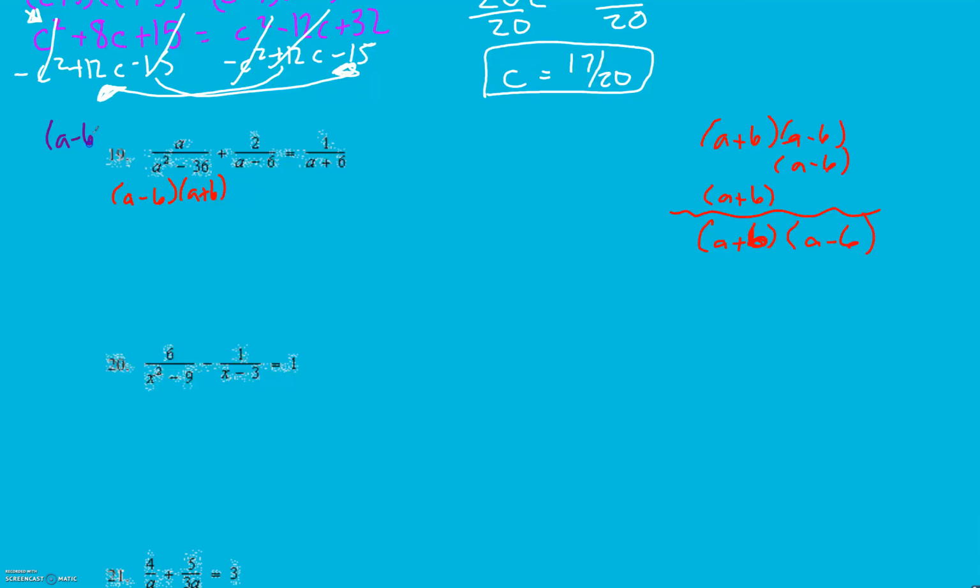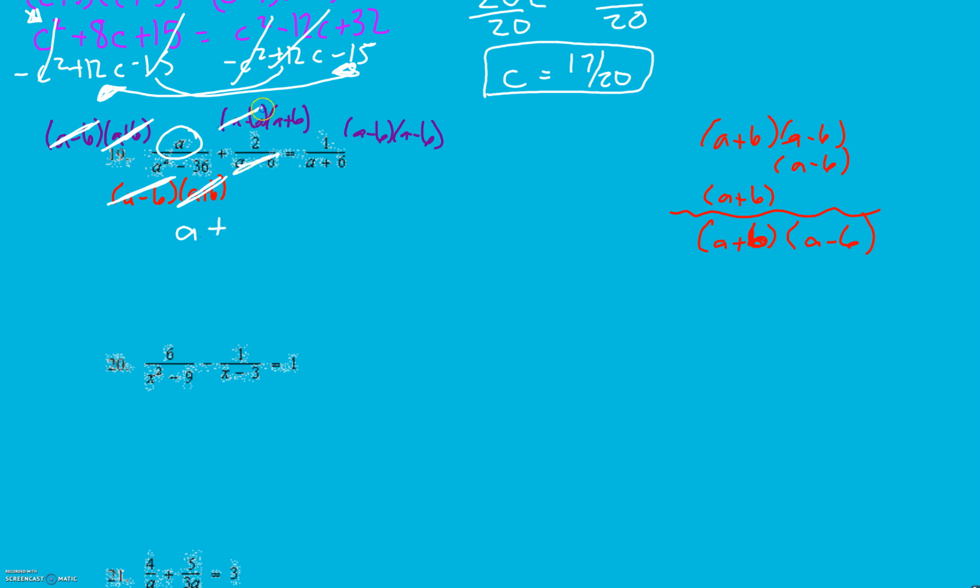So I'm going to multiply every fraction by a minus 6, a plus 6. That's my common denominator. And we only need to do it once to each fraction because we did it to both sides. I can simplify here, a minus 6, a plus 6. All I'm left with is a.